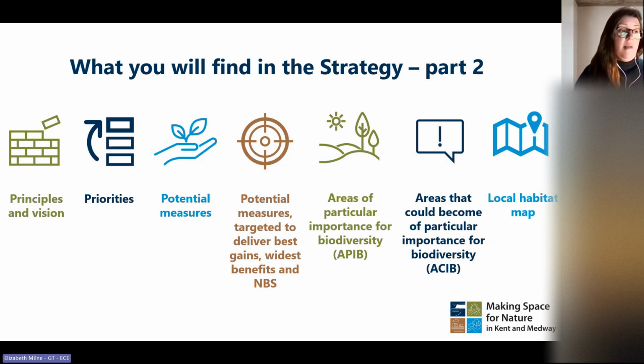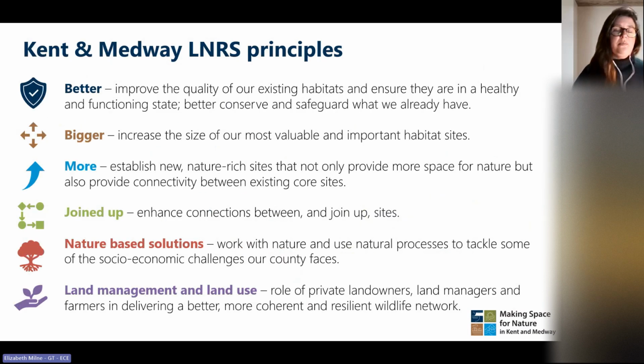It presents the areas of particular importance for biodiversity, areas that could become of importance for biodiversity, and the local habitat map. So I will now take you through each of those elements in turn and give you a bit more detail as to what it is that we have in the strategy for this.